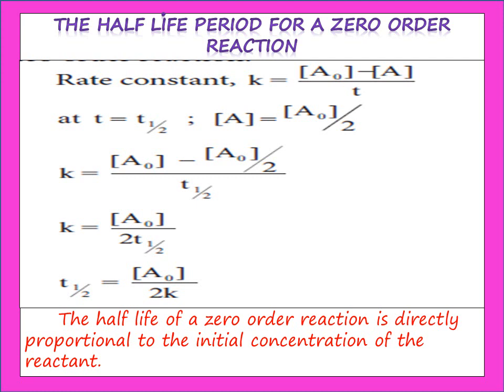Bring this to the other side. You have k is equal to 2 A naught minus A naught divided by 2 t half. 2 A naught minus A naught will become A naught by 2 t half. Take this t half to the other side, bring k down. You have t half is equal to A naught by 2k. You can say here the half-life period of a zero order reaction is directly proportional to the initial concentration of the reactant, because A naught is present in the numerator. t half of a zero order reaction is directly proportional to the initial concentration of the reactant.